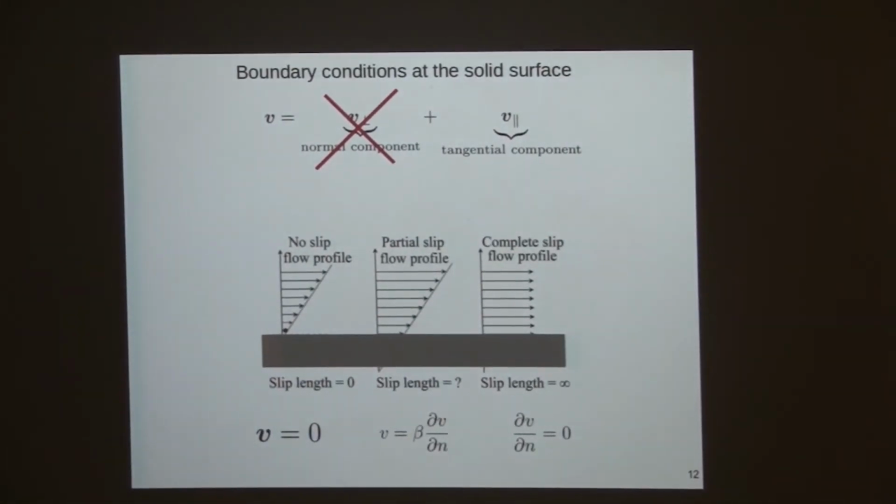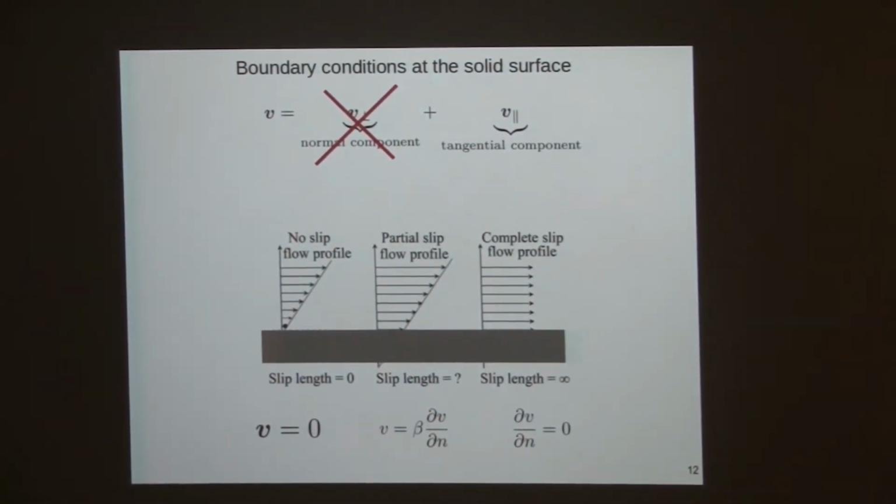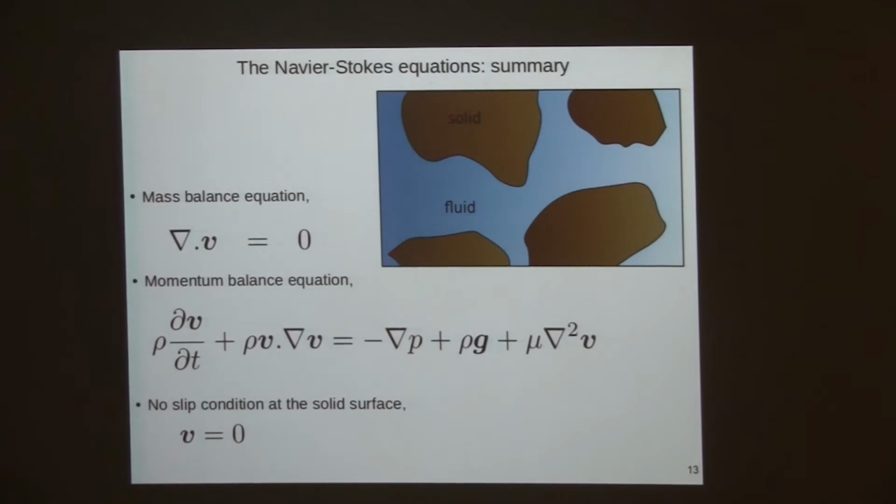So the boundary condition can be very tricky, but just to make things simple, most of the time we will use the no-slip boundary condition for single-phase flow. When it comes to two-phase, it can be something completely different. So just to summarize, with some simplification we made, the Navier-Stokes equations are made of one mass balance equation, divergence-free equation, one momentum balance equation, this guy here, and a no-slip condition at the solid surface. Very important.